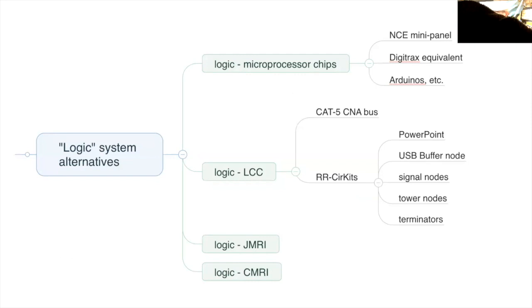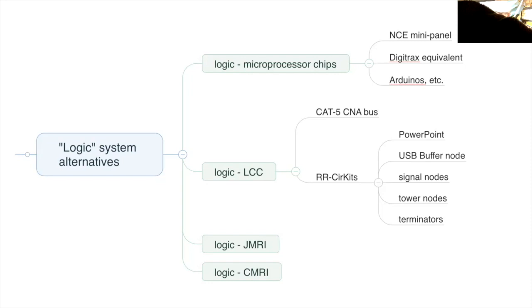And this is where it really gets complicated because the choices are so many. You can have simple microprocessor chips like the NCE mini panel, and Digitrax has equivalent panels, and you can program an Arduino to take care of your signaling needs. And I considered doing that. I think I could probably signal Delta Y with an NCE mini panel, but I really wasn't sure that would be robust enough for future expansion. So I considered these other choices.